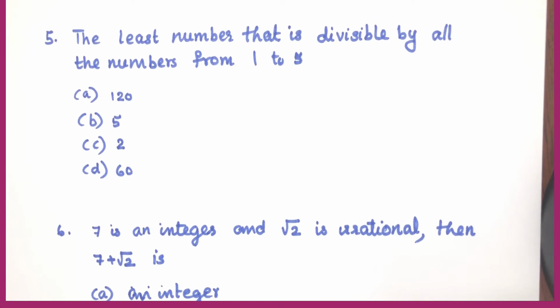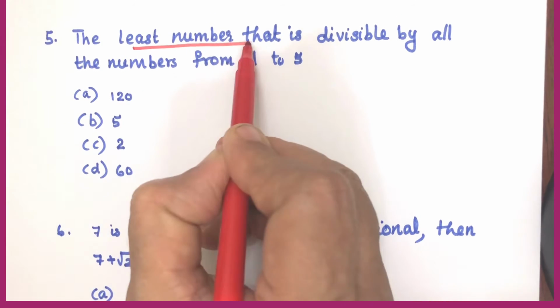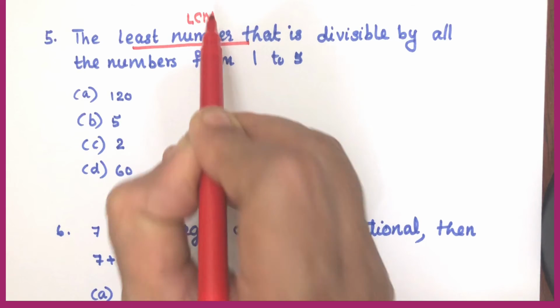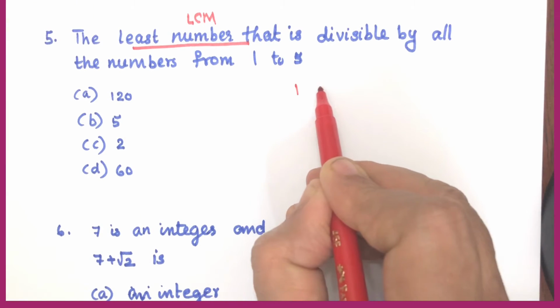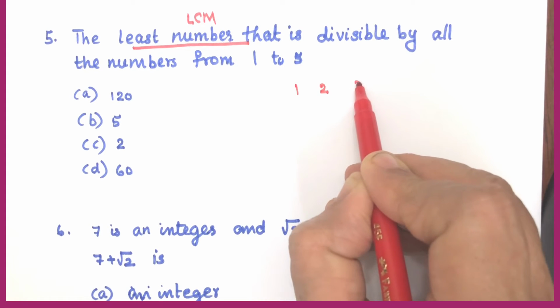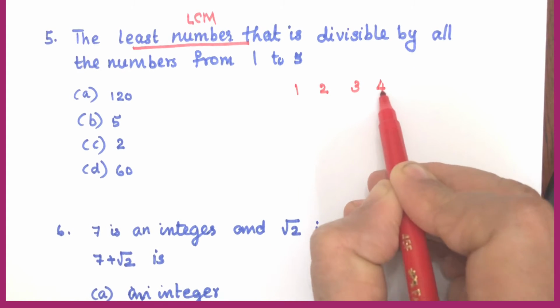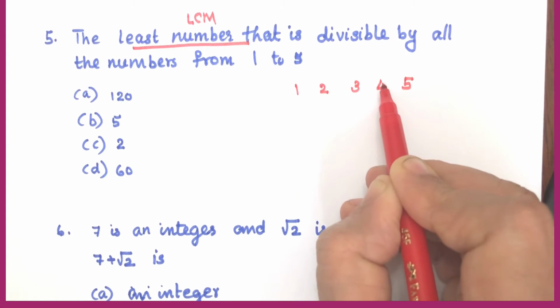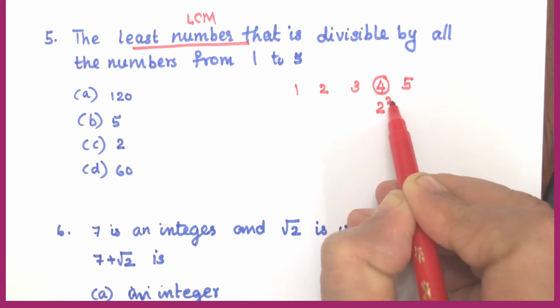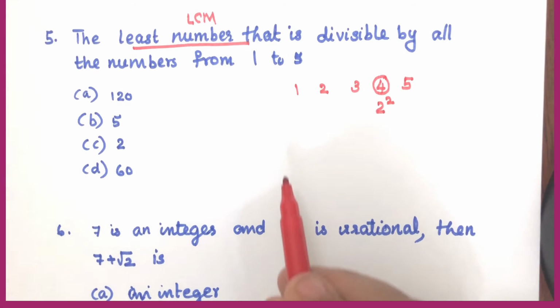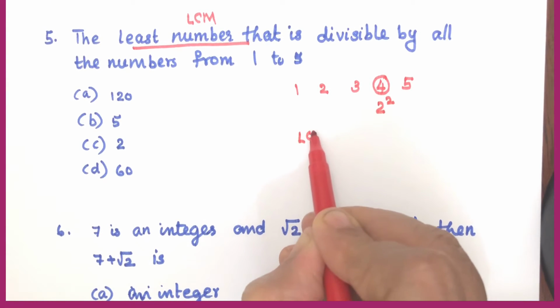Question 5. The least number that is divisible by all the numbers from 1 to 5. Least number means we have to calculate LCM. So the question is, what is the LCM of the numbers from 1 to 5? The numbers are 1, 2, 3, 4 and 5. Prime numbers 2, 3, and what is the prime factorization of 4? It is 2 square.